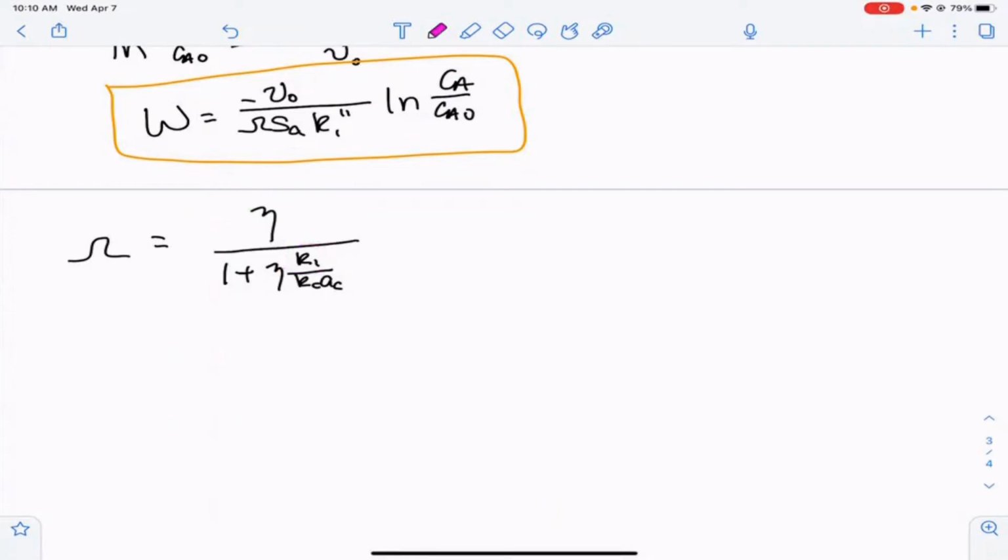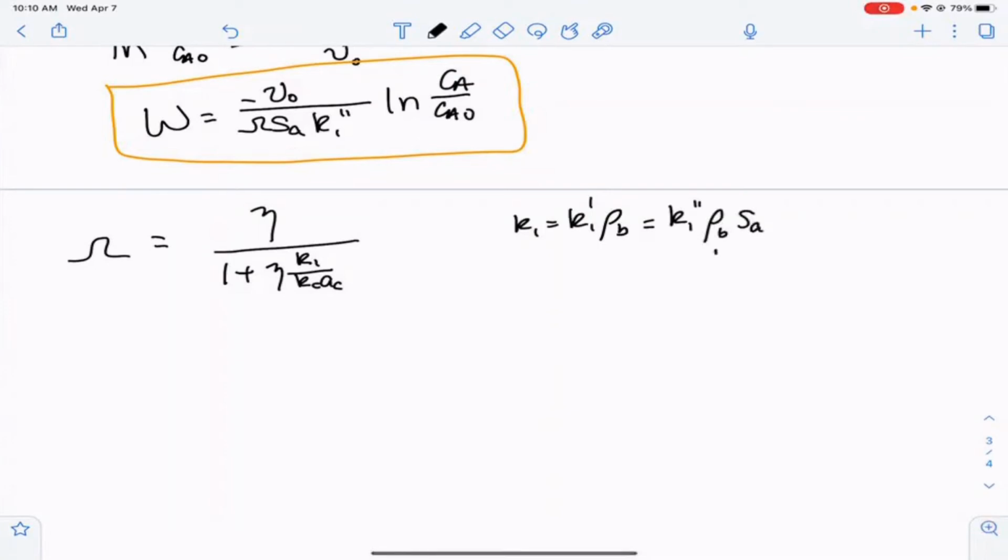Now, the easiest one for us is K1. Okay, so we already know that K1 is equal to K1 prime times rho B, which we already took advantage of as we started to solve this problem. And then we also made the substitution to introduce the surface area, right? So this is just K1 double prime times rho B times SA.